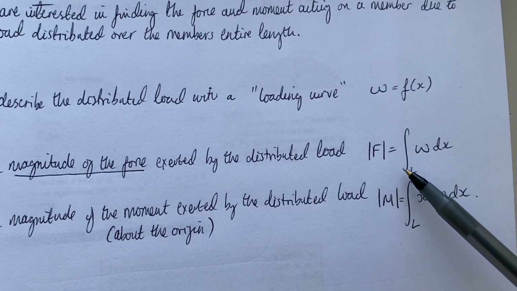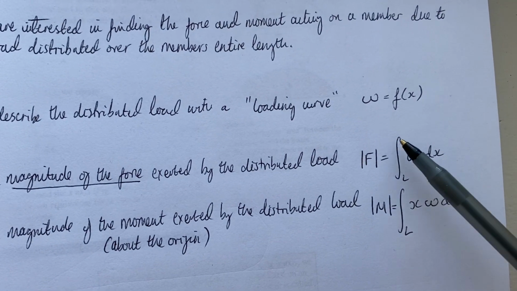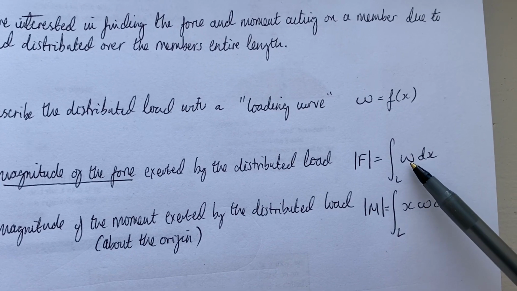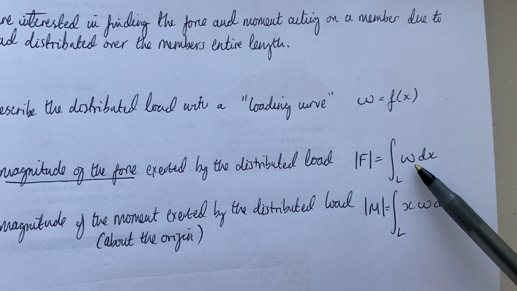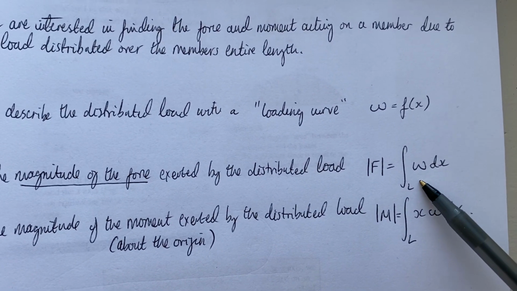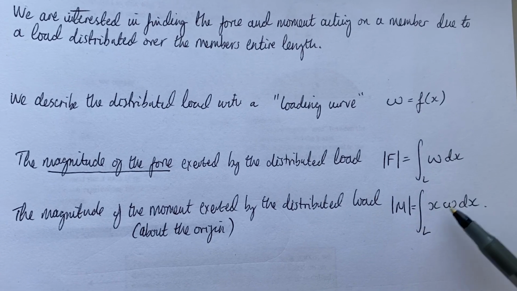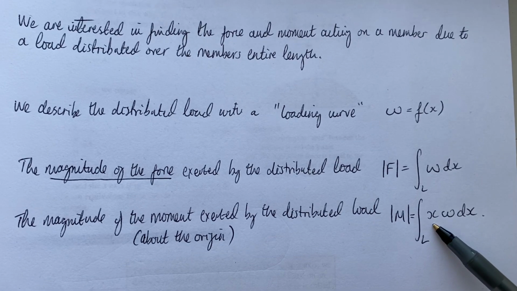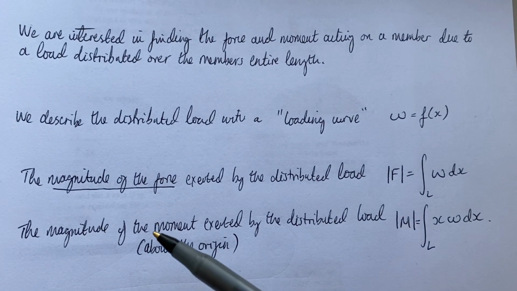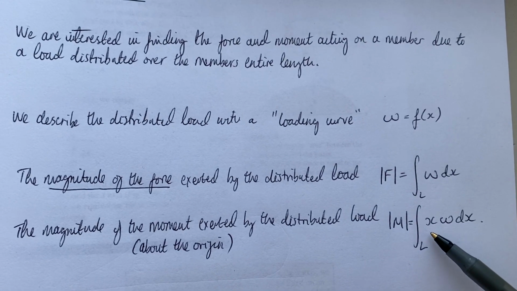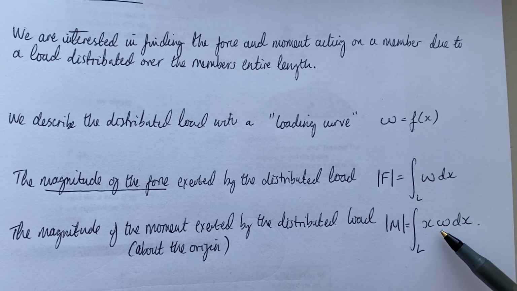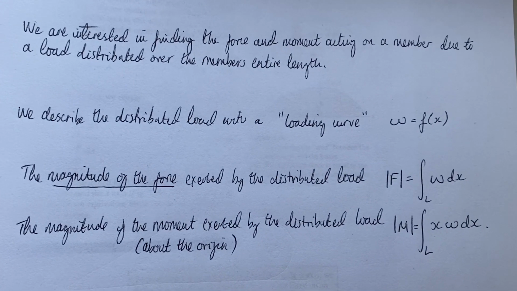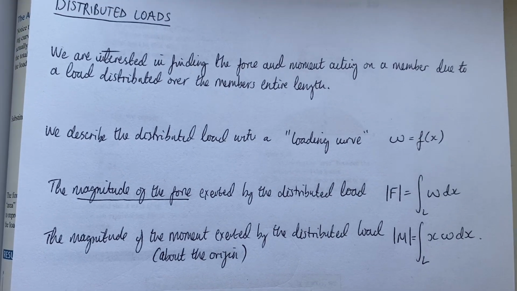So the magnitude of the force is the integral over the length of the member, and we integrate the loading curve, which is a function of x, with respect to x. And then to find the magnitude of the moment, we do the same thing, but now we also have a length associated with the force, right? Because it's a moment now, so we find the integral of x multiplied by the loading curve function. So let's now go ahead and have a look at a couple of examples of this.